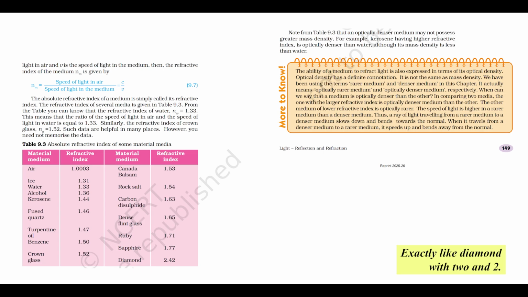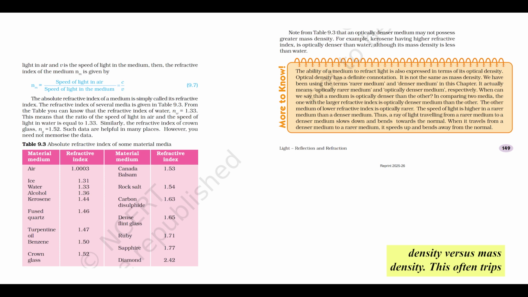Exactly, like diamond with 2.42. Light slows down a lot in diamond, which is why it bends so much and gives that characteristic sparkle through phenomena like total internal reflection. You don't need to memorize all the values in table 9.3, but understand what they mean. Higher refractive index means slower speed and more bending potential.